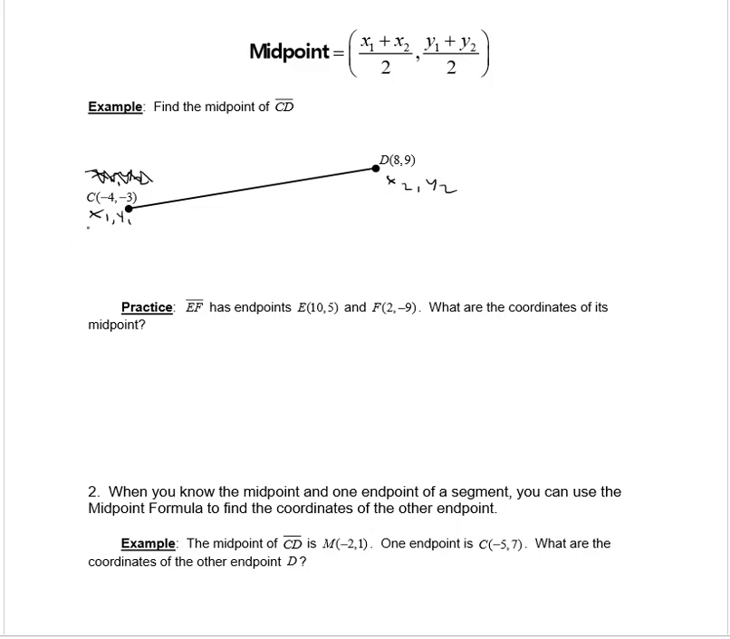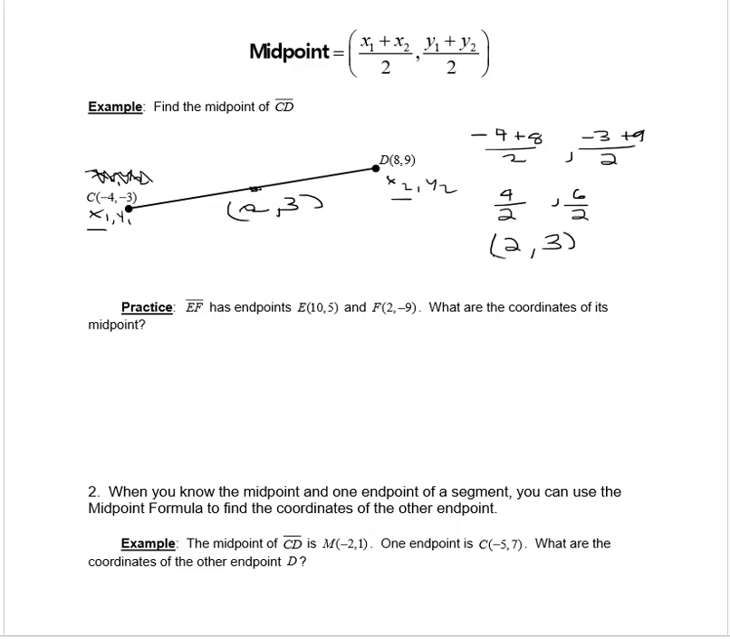So I'm going to take the two x-coordinates, x1 and x2, and I'll add them together. So I have negative 4 plus 8 divided by 2, and negative 3 plus 9 divided by 2. Negative 4 plus 8 is 4, and 4 divided by 2 is 2, and negative 3 plus 9 is 6, and 6 divided by 2 is 3, and so my midpoint is going to be 2 comma 3. So my midpoint might be somewhere there, and this would be my midpoint, 2 comma 3.